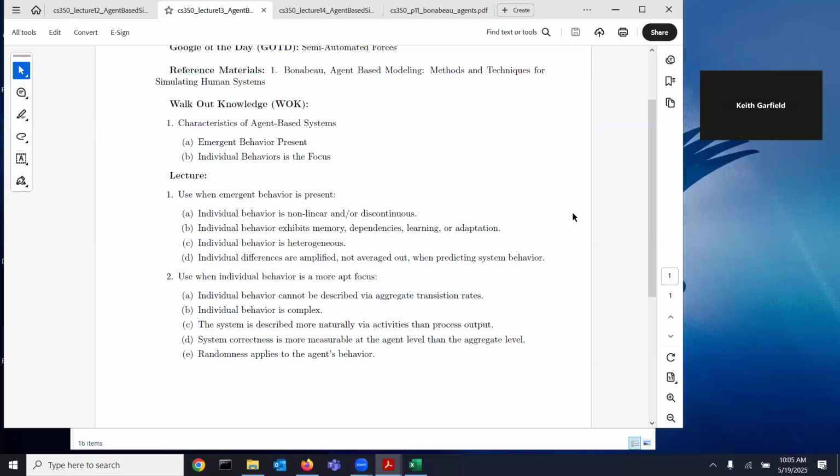It's been a while. System correctness at agent level and aggregate level. Okay, yeah. So these are reasons again to employ agent-based simulations and to focus on the agents. I'm not remembering, quite frankly, off the top of my head what I was getting at here with these short things. However, some of them I can see. Randomness applies to agent behavior. Yeah, that's a good thing.